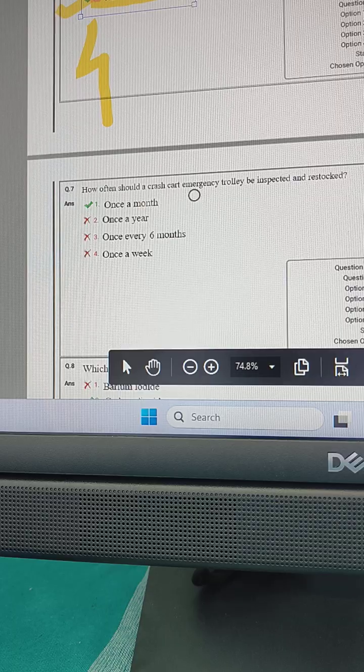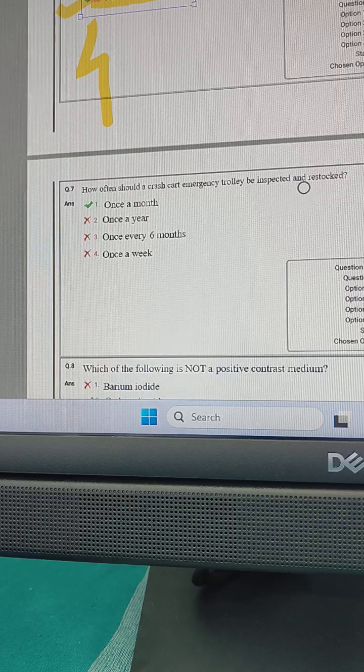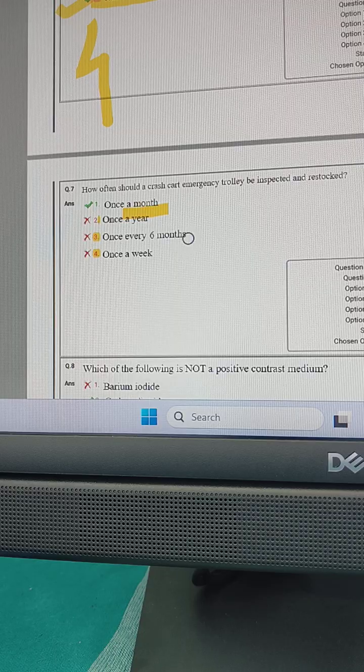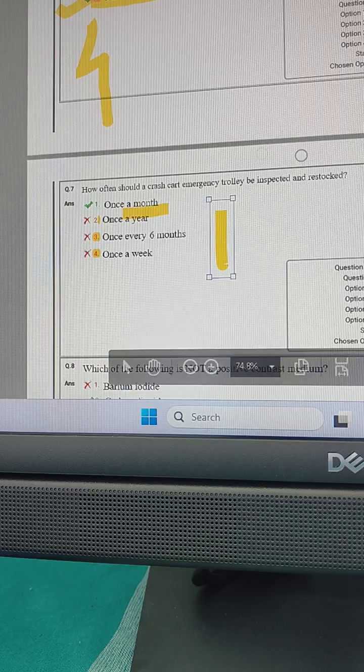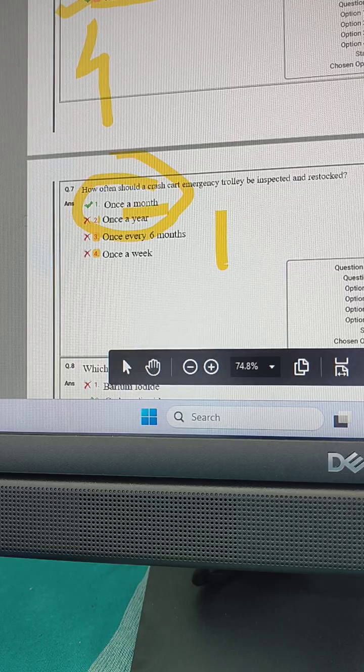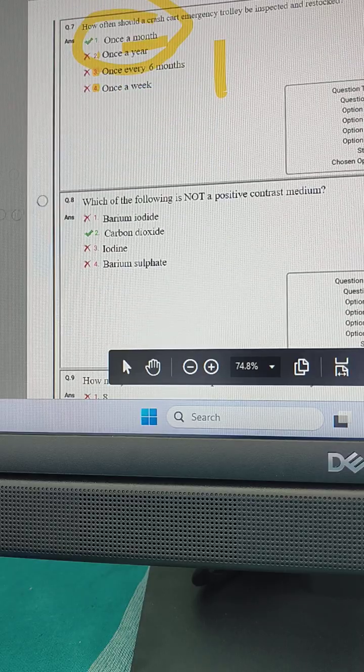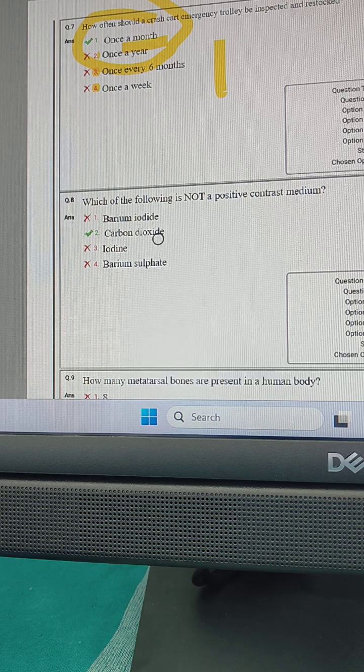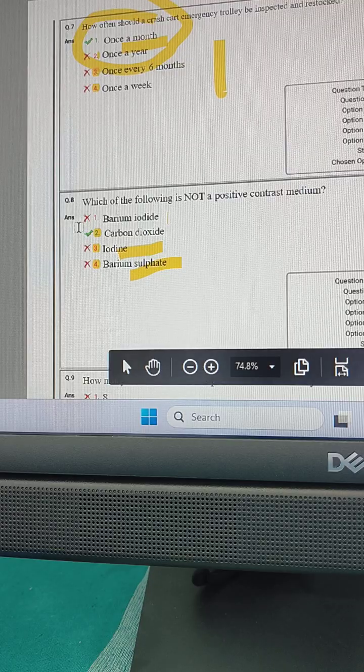How often should the crash cart, the emergency trolley, be inspected and restocked? Once a month, once a year, once every 6 months, or once a week. The correct answer is 1, once a month. Which of the following is not a positive contrast medium? Barium is positive, iodine is positive, and barium sulfate is positive, but carbon dioxide and air are negative contrast, so the correct answer is B.